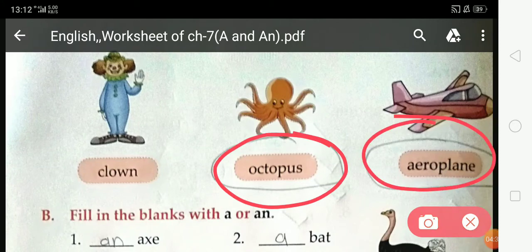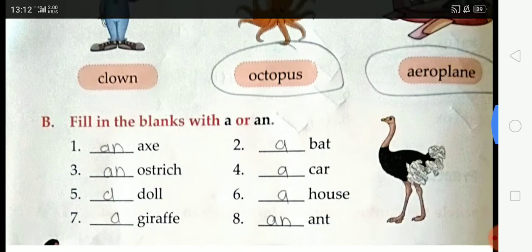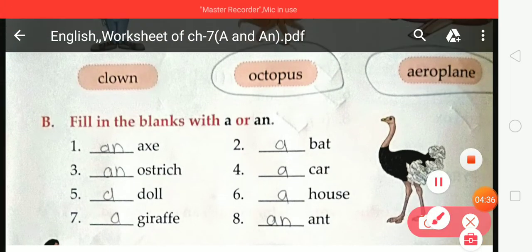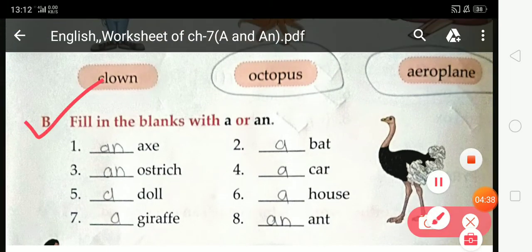So students, now come on exercise B. Fill in the blanks with A or AN. Here you have to fill all the blank spaces with A or AN. Come on first, ax. In ax, A is a vowel, so students, you have to fill the blank space with AN. And here you have already filled.